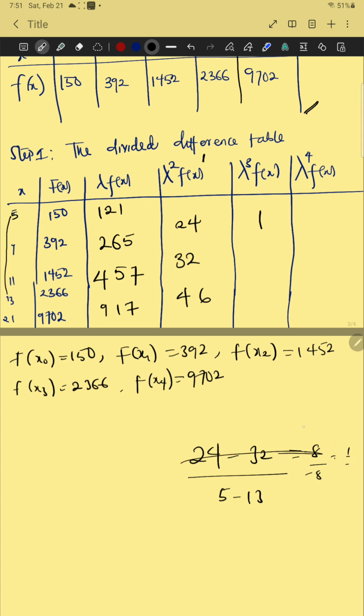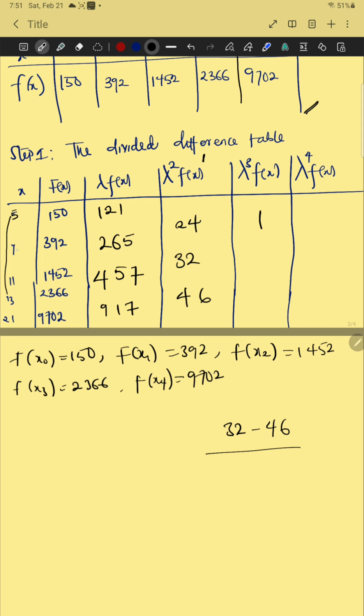Now, how do we do the next one? What do we do for the next one? We say 32 minus 46 all over. So we move from 7 down to 21. You see that? We have skipped 2. So we said 7 minus 21. And our answer there is also 1. Is that okay? So we have 1. And then we have 0 here, because 1 minus 1 of course is 0, right? 0 divided by any number is 0. So that's okay.